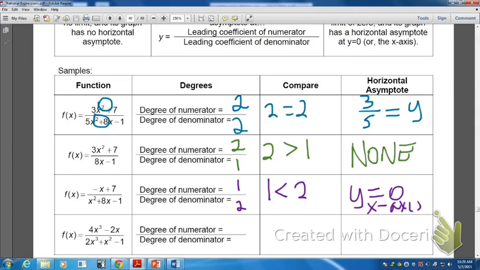Okay, and then our last one. What's the degree of the numerator? What's the degree of the denominator? So again, they are equal to each other. So where is your asymptote on this one? 2, right? Because your coefficient in the numerator is 4 and the coefficient in the denominator is 2. We can go ahead and reduce that down to 2. So it is at y equals 2.